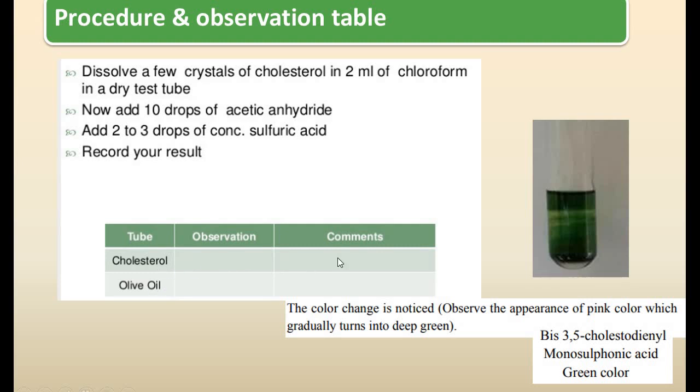And if there is a presence of cholesterol in the test tube, then what will be the observation? There is the observation of this green color in the test tube. The color change is noticed. It is observed the appearance of pink color which gradually turns into deep green, and this deep green color is due to the presence of bis 3,5-cholestadienyl monosulfonic acid.